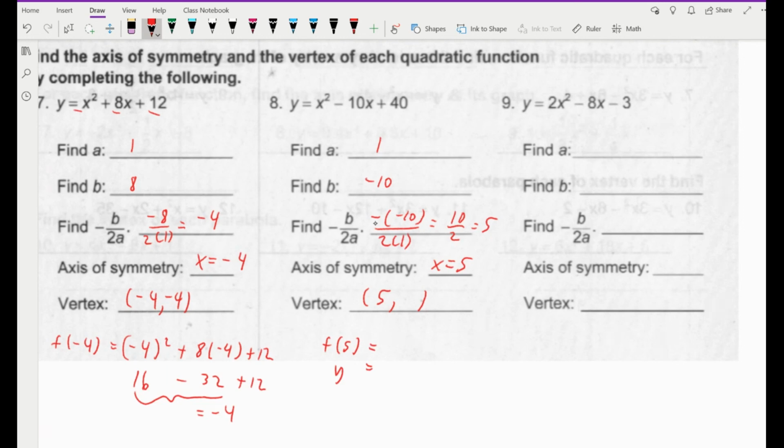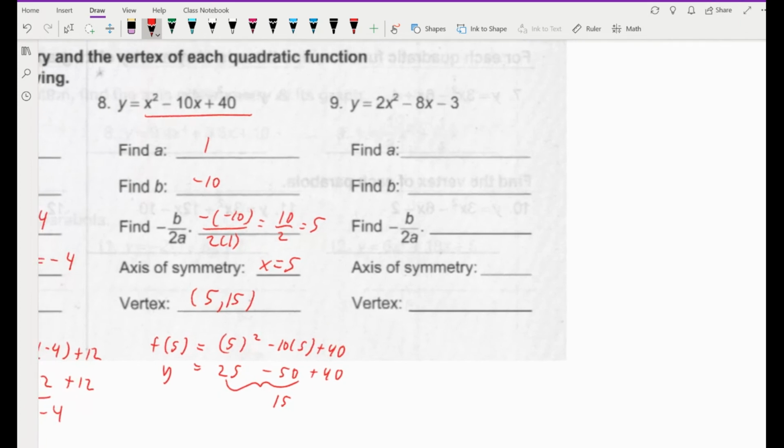So we're going to plug in x squared minus 10x plus 40. So 5 squared minus 10 times 5 plus 40. This becomes 25 minus 50 plus 40. 25 minus 50 is minus 25. Minus 25 plus 40 is a positive 15. So the vertex is 5, 15.